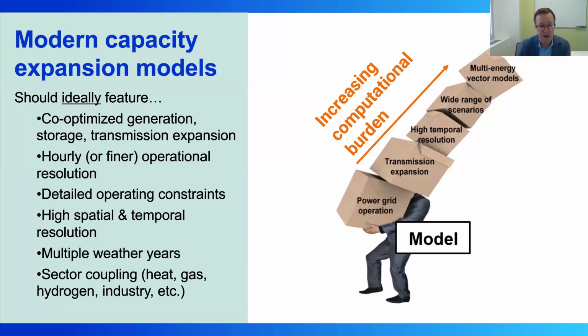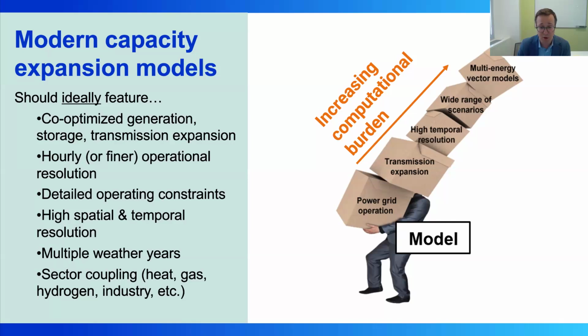We have to be thinking about hourly or finer operational resolution so that we can understand the impact of flexibility needs driven by variable renewable resources, wind and solar power, and their variation from hour to hour. We have to be able to capture detailed, chronological operating constraints, so we are sure that we're planning power systems that have the flexibility that we need to meet supply and demand at all times. That demands a high spatial and temporal resolution, which blows up the size of these models.